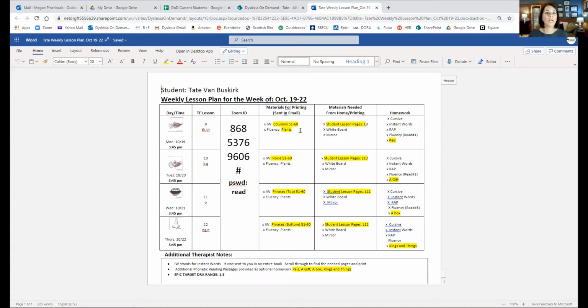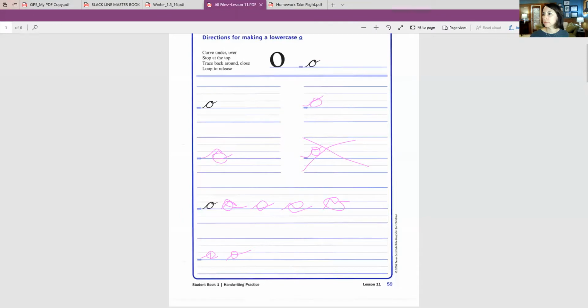Okay. So let's change the share again, and I will show you what it looks like when you do that with your child. Are we on the right share? Bear with me. Yes, we are. Okay.